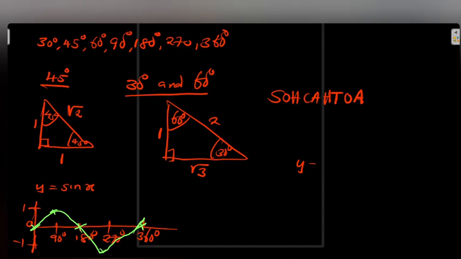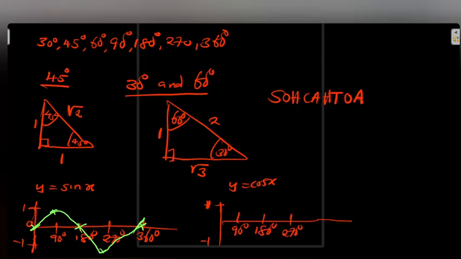The other graph that you need to know is the one for cos. The graph for y equals cos x will look like this. Here we have a positive 1, this is -1, here we have 90 degrees, 180 degrees, 270 degrees, then 360 degrees, and this is 0. The graph for cos always starts at 1. It goes to 0, goes to -1, goes back to 0, and goes to 1. So it starts at 1 and also ends at 1.